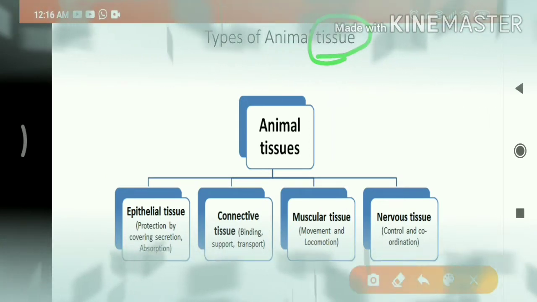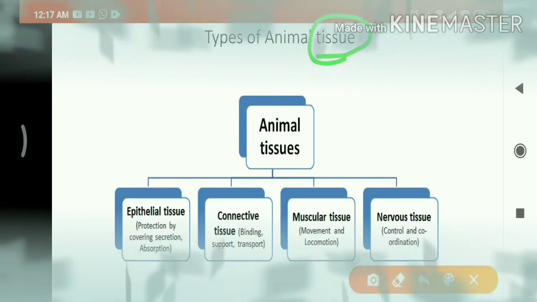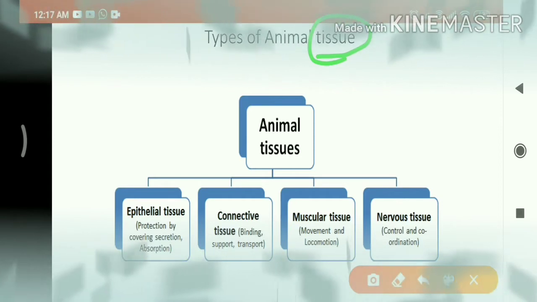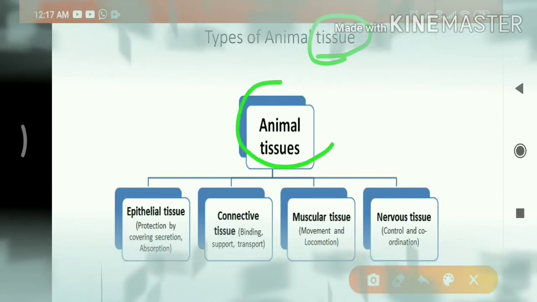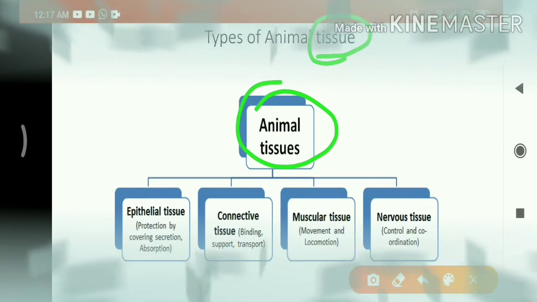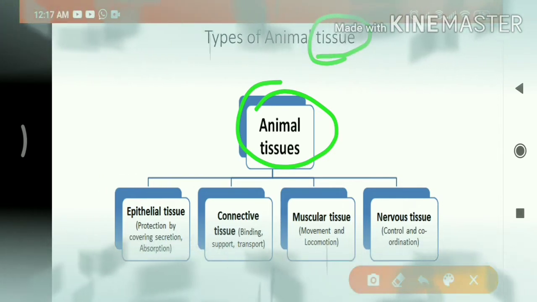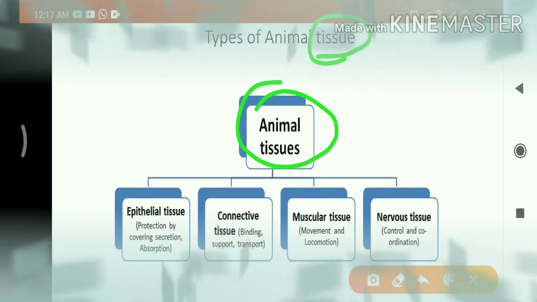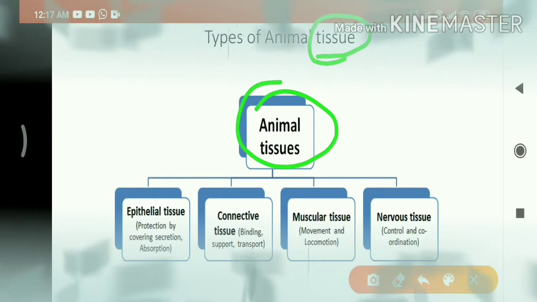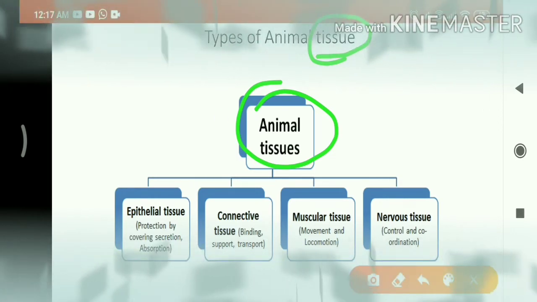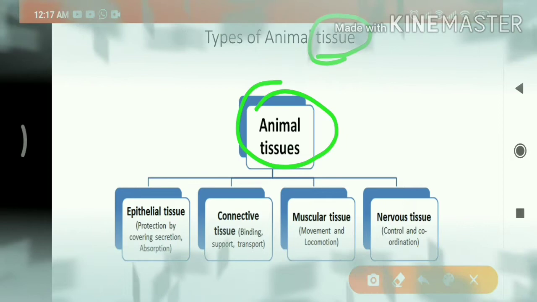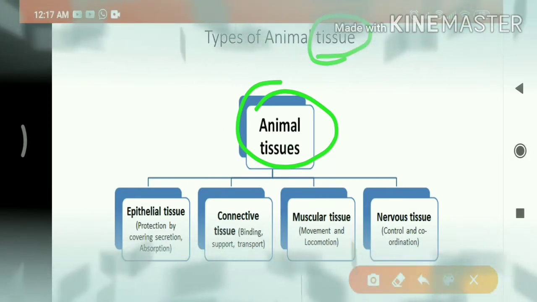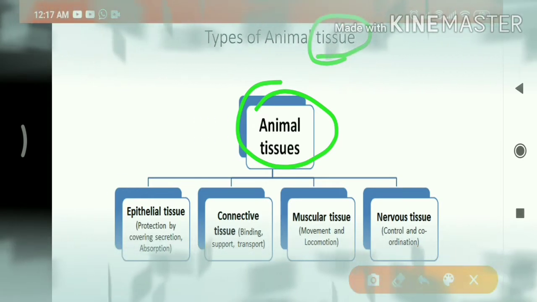Next, move on to the next slide. Here, it's very important: types of animal tissues. I hope you understand about the tissues. Cells are grouped together to perform a particular function. When these cells group together, which type of cell? Similar cells. This is a very important point, you have to note this down. Similar types of cells are grouped together to perform a particular function. This is a tissue, right? So when we talk about animal tissue, there is a group of tissues that perform a particular function inside your body.